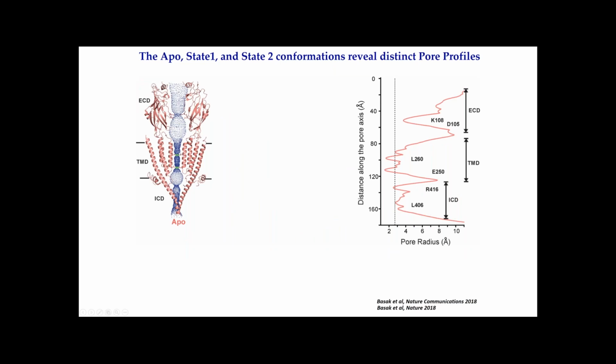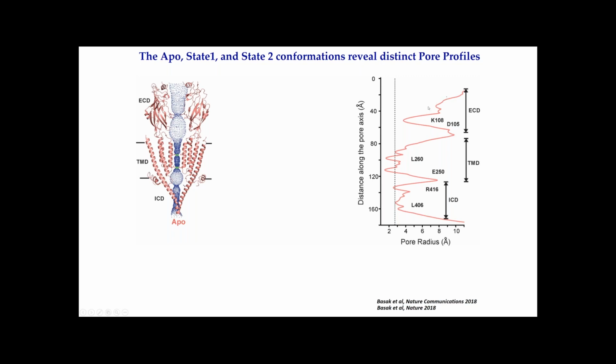And here, what we are seeing is a cross-sectional view of only 2 subunits, showing you the ion permeation pathway through the receptor. This is the apo conformation, and the channel shows constriction within the extracellular domain and 2 notable constrictions within the transmembrane domain and an extensive constriction within the intracellular domain.